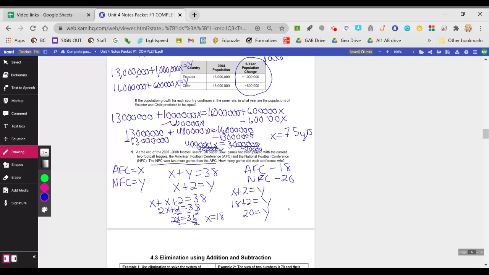I substituted X plus 2 for Y. I got X plus 2 equals 38. I solved, I got X equals 18. And then I substituted to find my Y. So that means AFC won 18, NFC is 20.